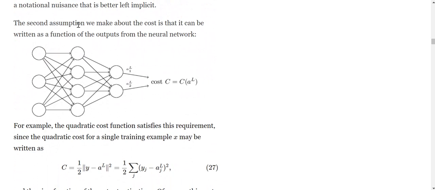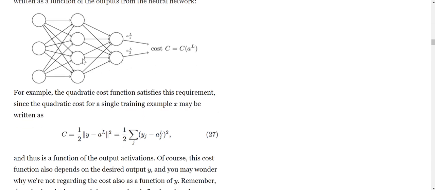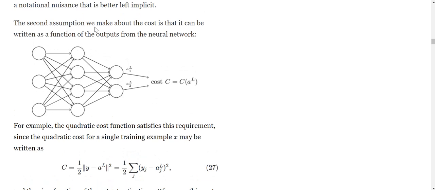The second assumption we make about the cost is that it can be written as a function of the outputs from the neural network. For example, the quadratic cost function satisfies this requirement, since the quadratic cost for a single training example x may be written as this. Let us just read this again. It can be written as a function of the outputs from the neural network.